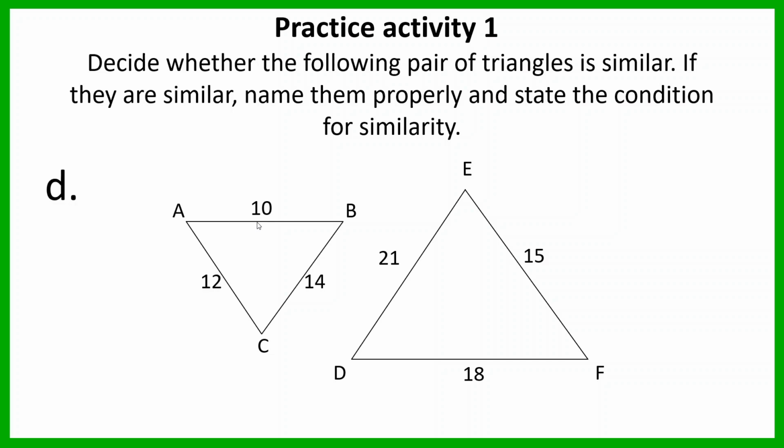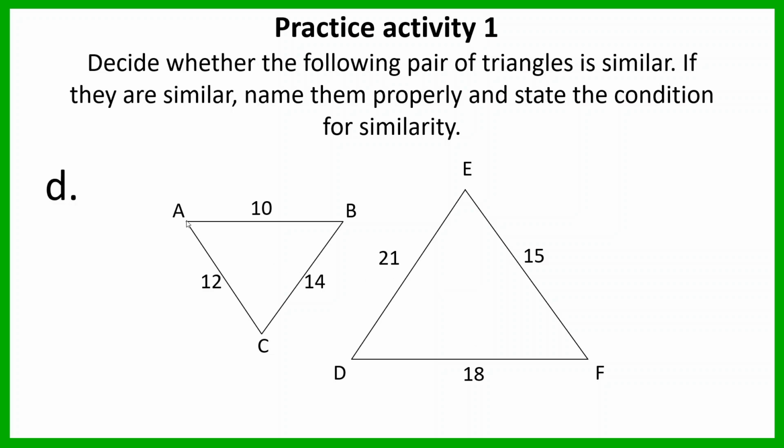Now, I can't multiply by 2 or anything like that to get this, but what I can do is, if you look at this, 10 is 2/3 of 15. 12 is 2/3 of 18, and 14 is 2/3 of 21. So for each of these, if I multiply them by 2/3, I will get that. Or if I multiply each of these by 3/2, I will get that. Or if I divide by 2 and times by 3, I will get that. So these are in proportion.